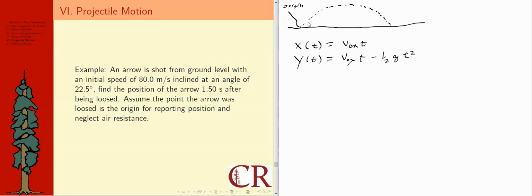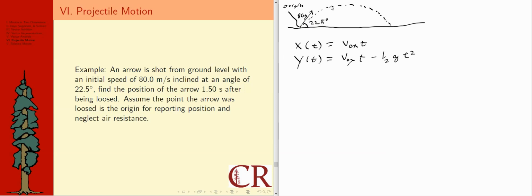Since we're given an initial speed of 80 meters per second, the way I should think about that is there'd be an initial velocity vector here, pointing something like that. That's going to have a magnitude of 80 meters per second. It's at an angle relative to the ground, which is not necessarily accurately pictured here, but that angle corresponds to the 22.5 degrees. So that's my picture of what's being given to me here.